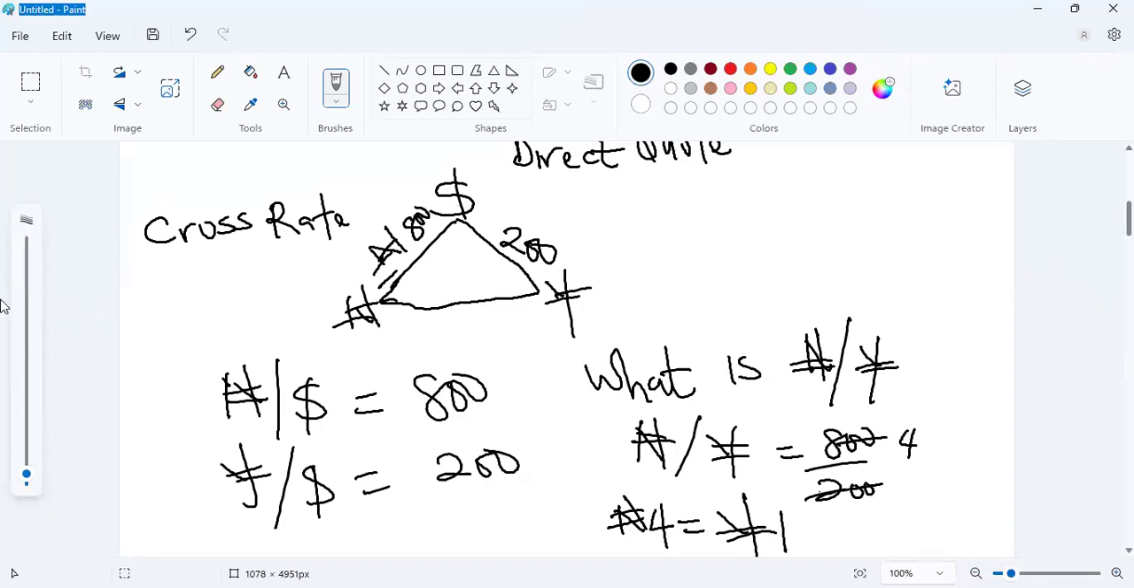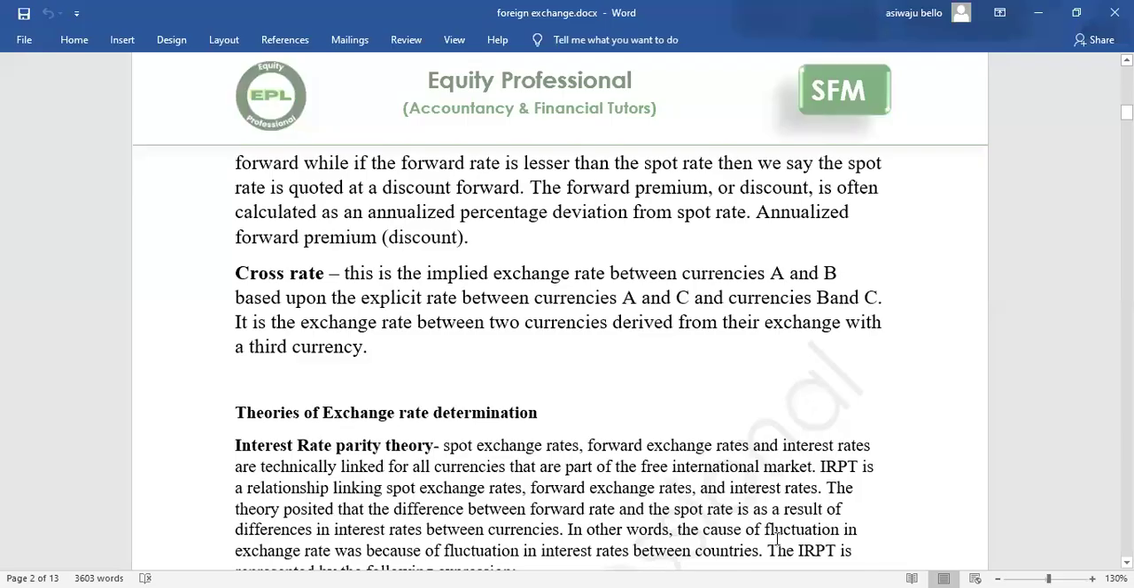Next. Theories of exchange rate determination.